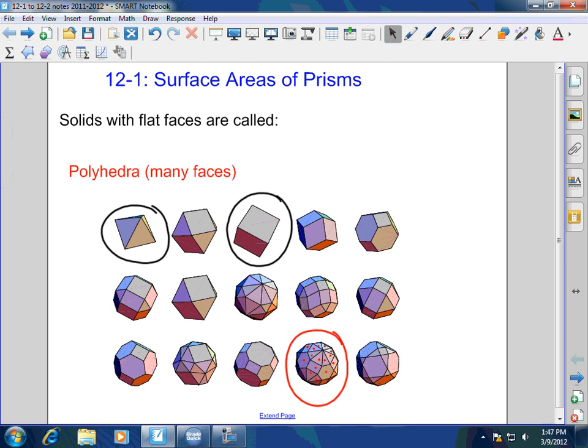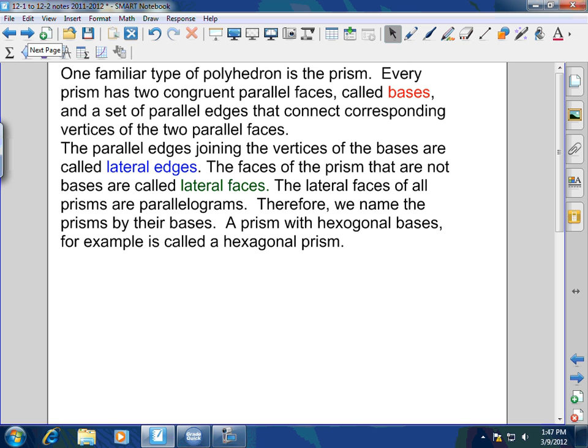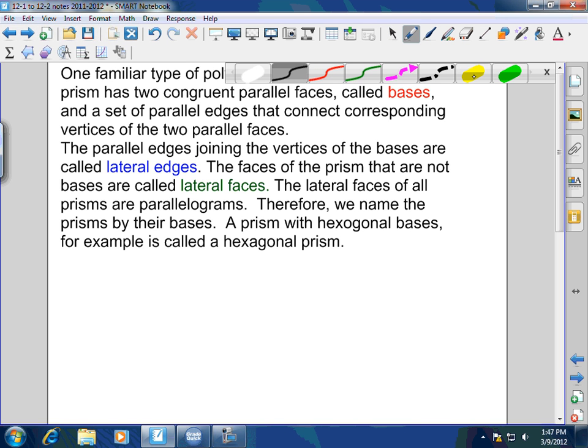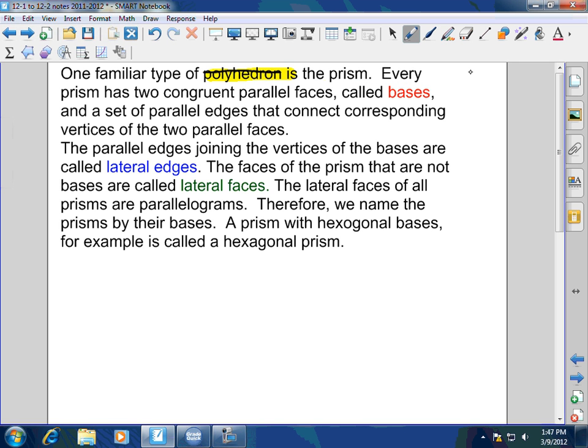Now let's talk about some specific information about these polyhedras. One familiar type of polyhedra is called a prism. Every prism has two congruent parallel faces. And those two congruent parallel faces are called bases. And a set of parallel edges connect corresponding vertices of the parallel faces.